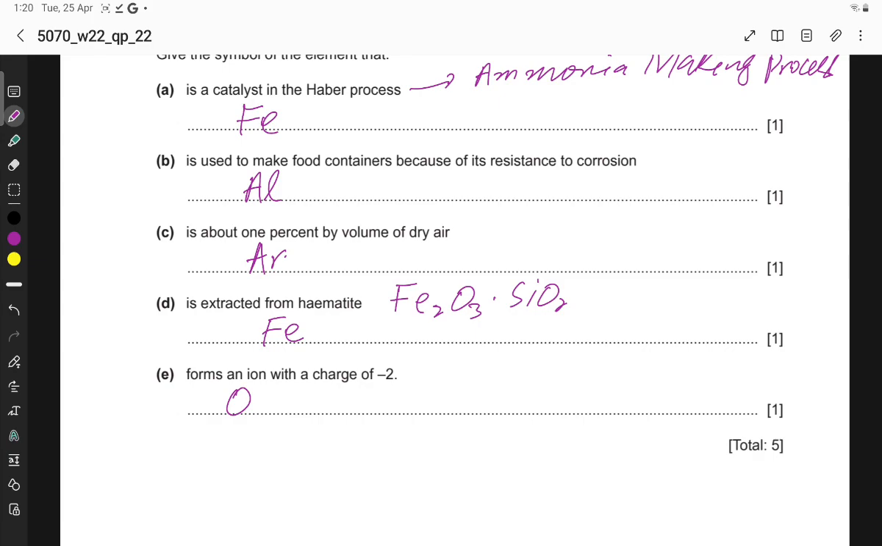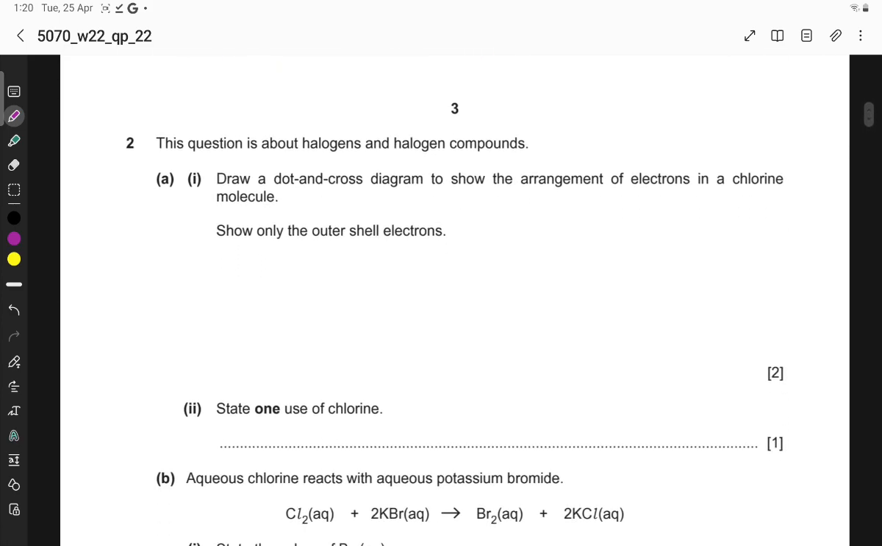Next question is about halogens and halogen compounds. Draw a dot and cross diagram to show the arrangement of electrons in a chlorine molecule. Show only the outer shell electrons. And you know that group 7 elements are known as halogens, and we have to draw chlorine.